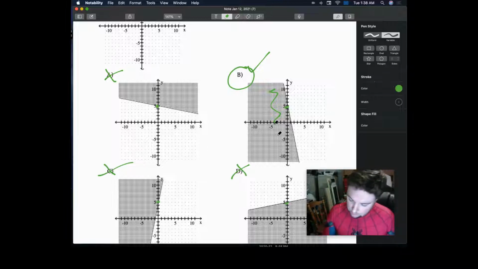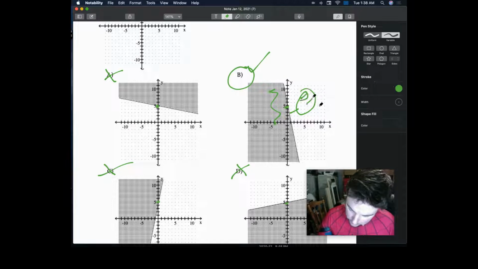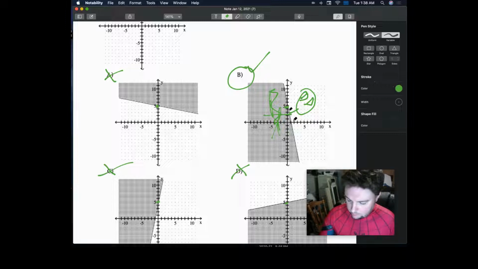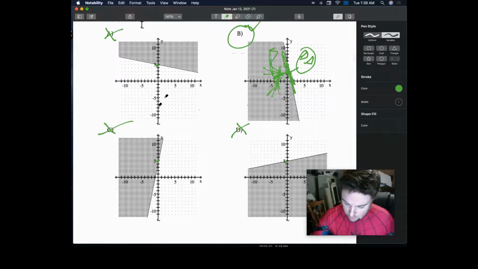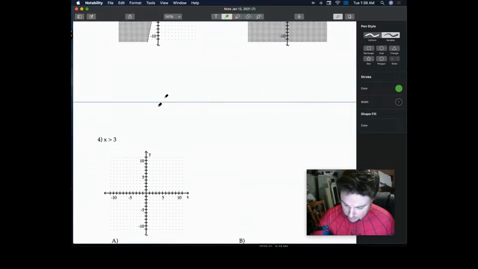So if we're here, right, it's our torso that we're shading here, right? I'm drawing a torso here. This is the body right here. Okay. All right. So hopefully that makes sense. And let's move on.